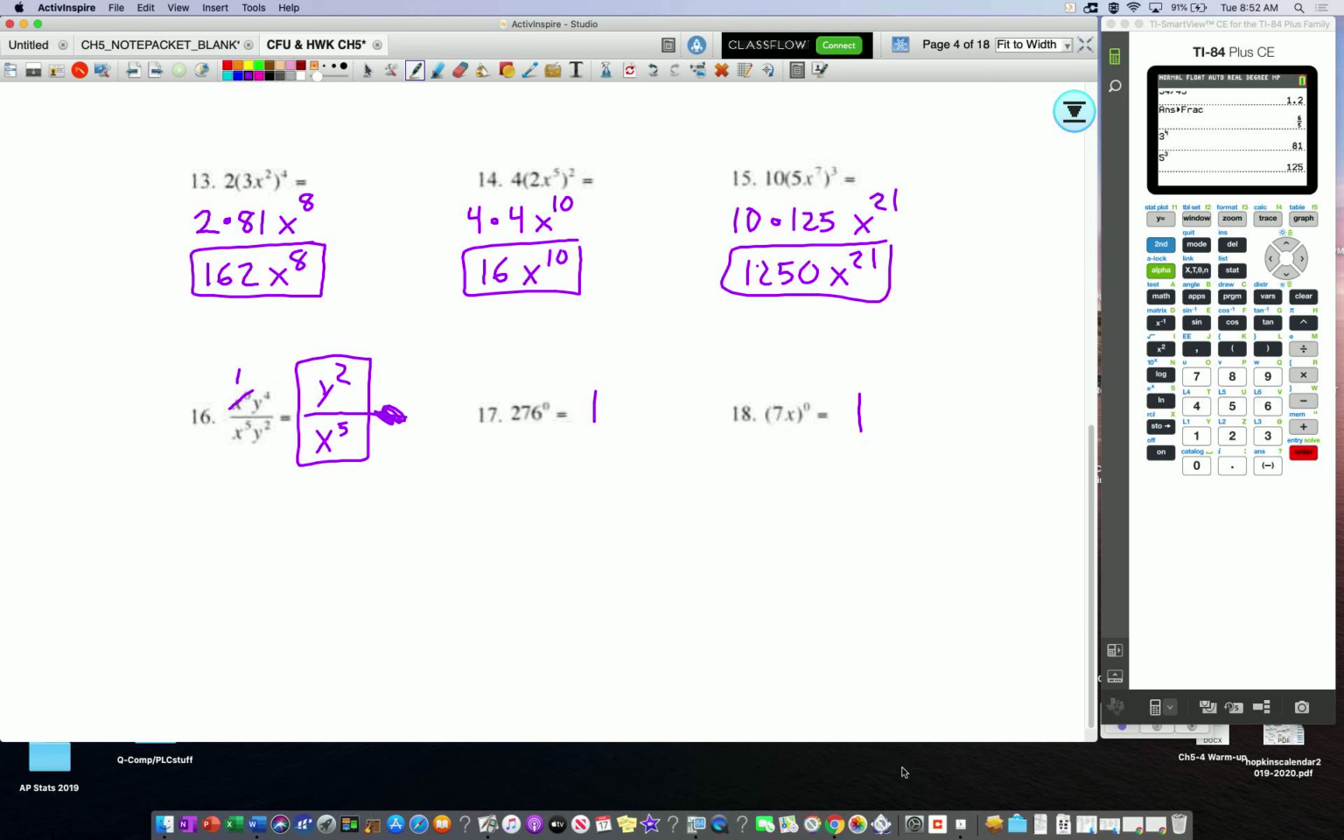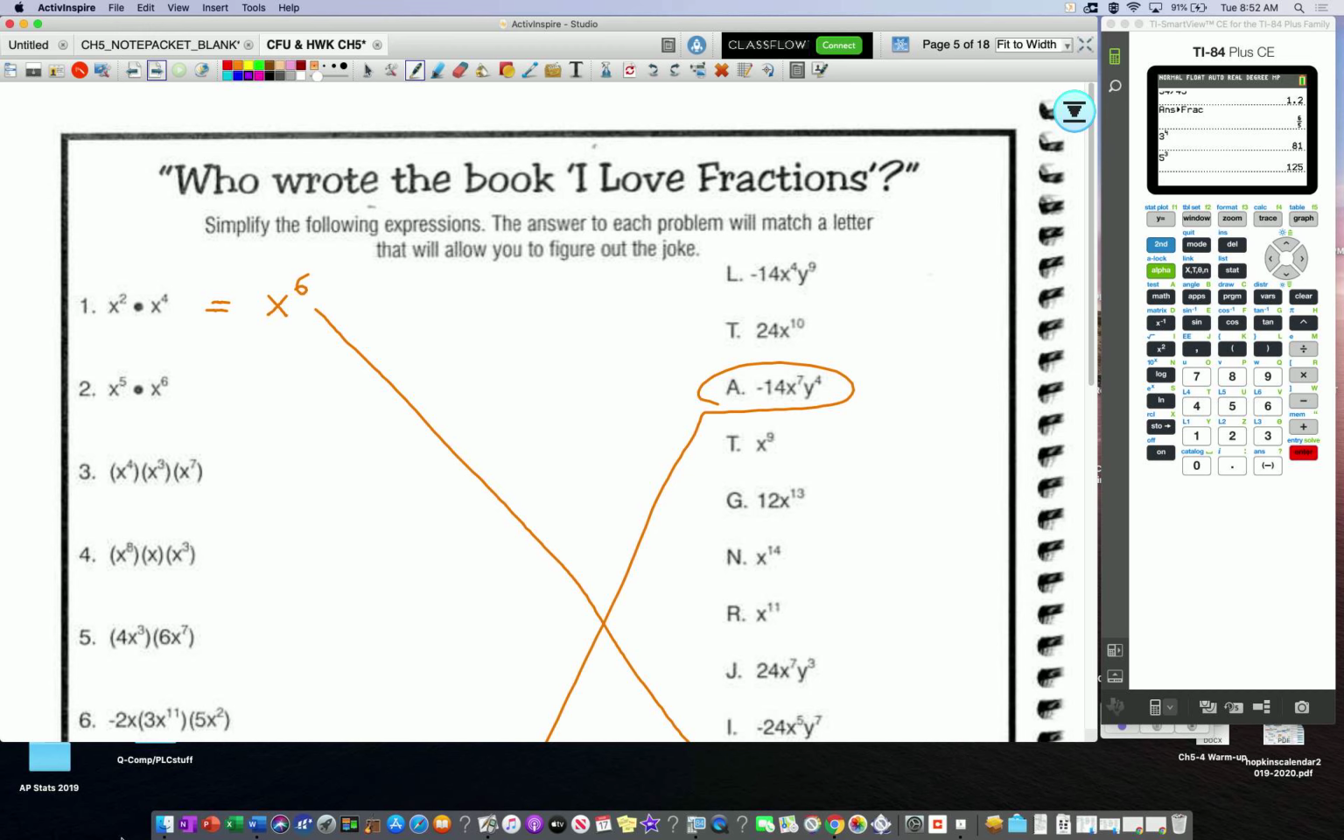All right, so that takes care of the CFU. For your assignments, you actually have a couple worksheets that I don't have videos for, so I'm going to keep working on these worksheets with you. Go ahead and turn to the next page of the pink packet, and let's look at who wrote the book, I Love Fractions. On these problems, it's just practicing the rules that we've been doing.